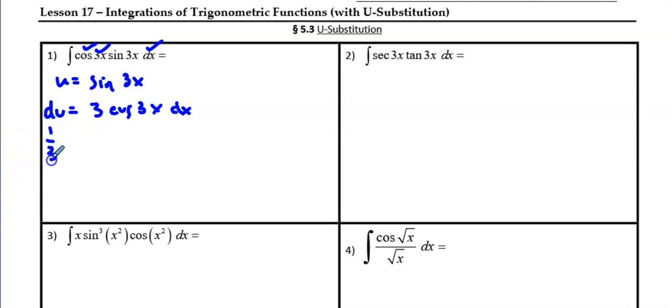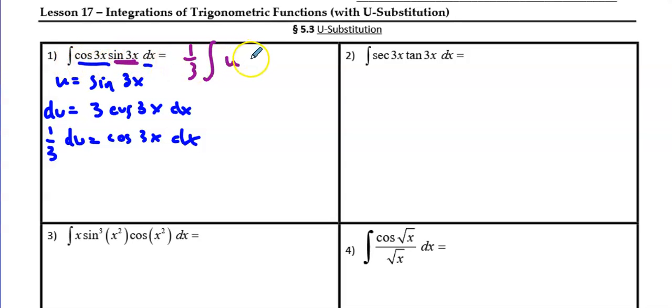So just like in the previous examples of U-substitution, we need to get rid of the 3, so we're going to divide both sides by 3. And so now du is going to represent all these things right here, right? So I'm going to go ahead and erase this. So du is going to represent the cosine of 3x and the dx. So if I start writing this out, I'm going to get 1/3. And then this is the u. And then all of this is the du. So we have rewritten this in a very simplistic way.